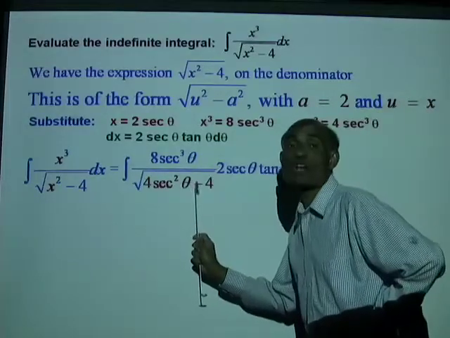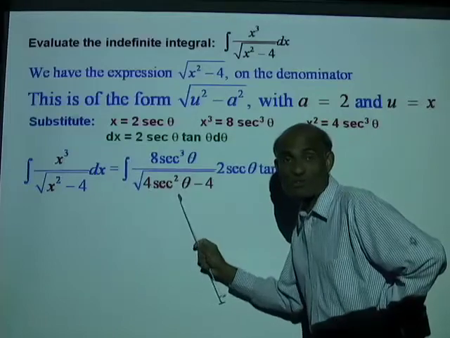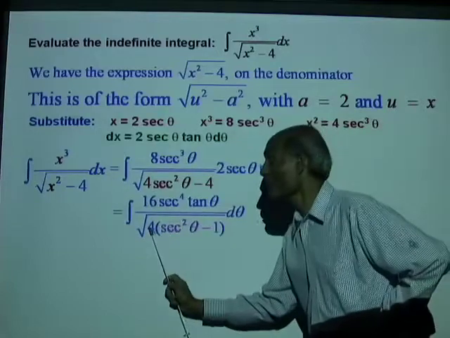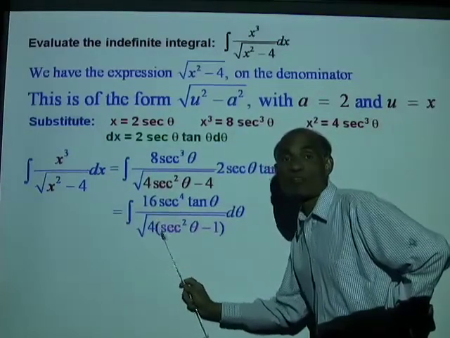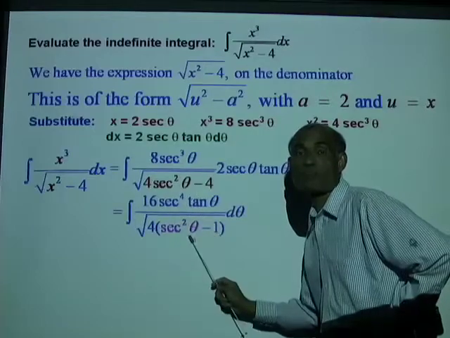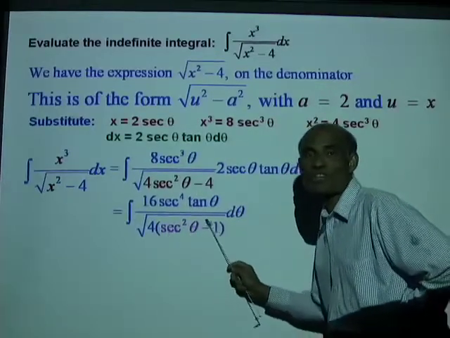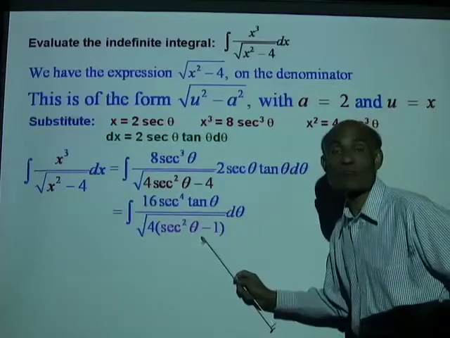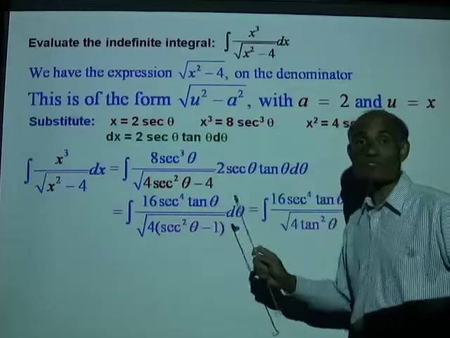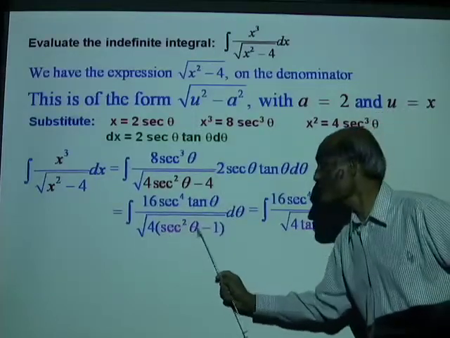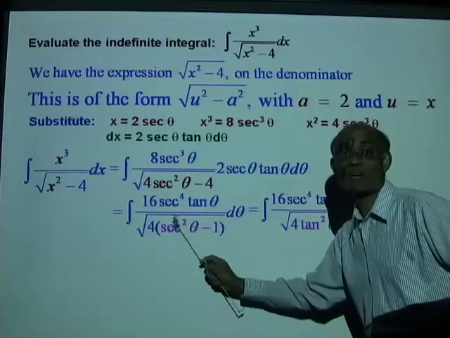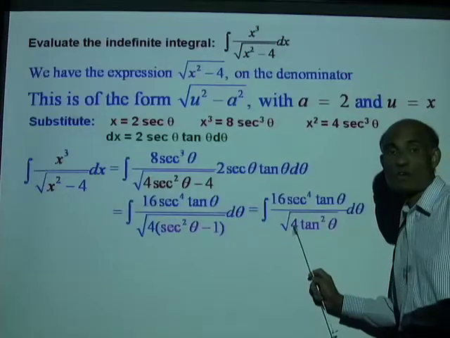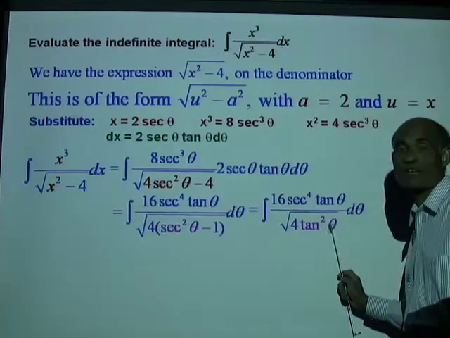Now, where do we start the simplification? Inside the square root sign again. 4 is a common factor, we factor it out. So 4 comes out, and what is remaining is secant squared theta minus 1. And what is secant squared theta minus 1? Well, secant squared theta minus 1 is tan squared theta. So we replace secant squared theta minus 1 as tan squared theta. The quantity inside the square root now becomes square root 4 tan squared theta.